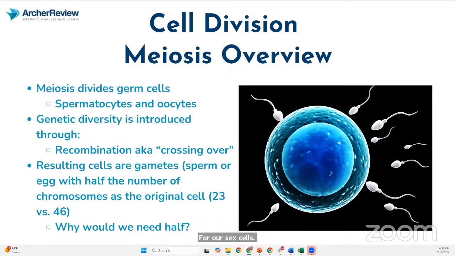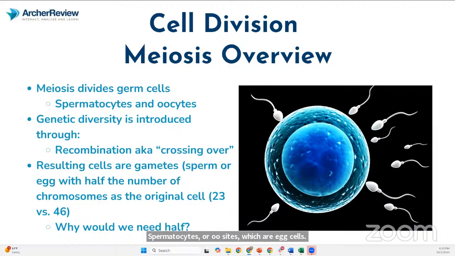So one of the questions that I often get asked, initially at least, is why? Why does meiosis, why do we have to have a separate division for our sex cells? And it really boils down to, we don't want to be identical to our siblings, and we wouldn't have the right number of chromosomes. So meiosis is going to divide sperm cells, spermatocytes, or oocytes, which are our egg cells.